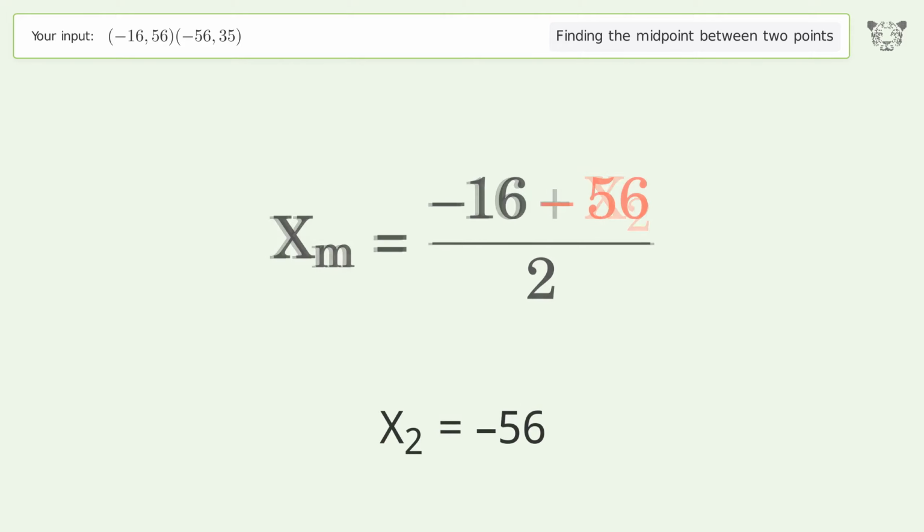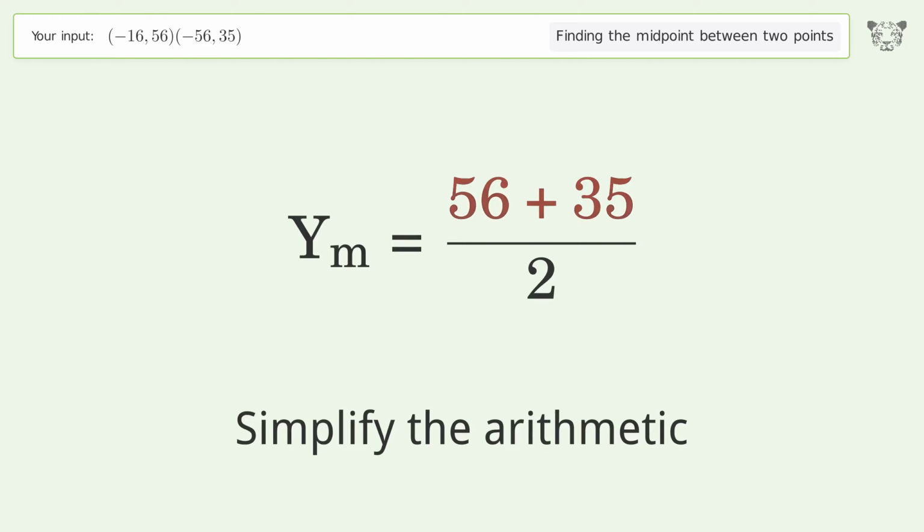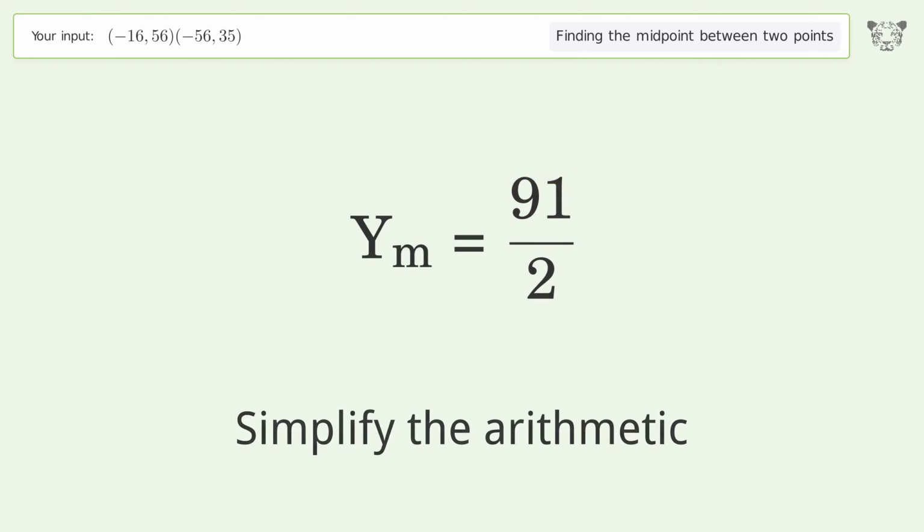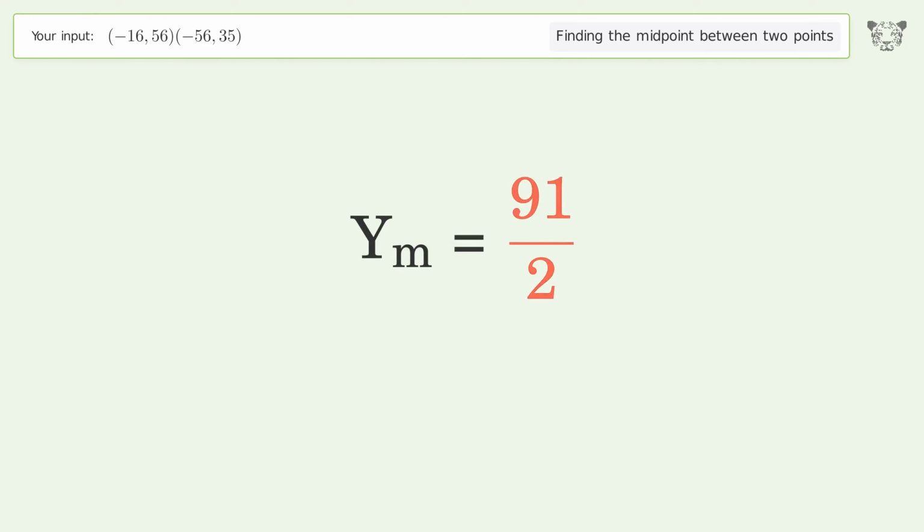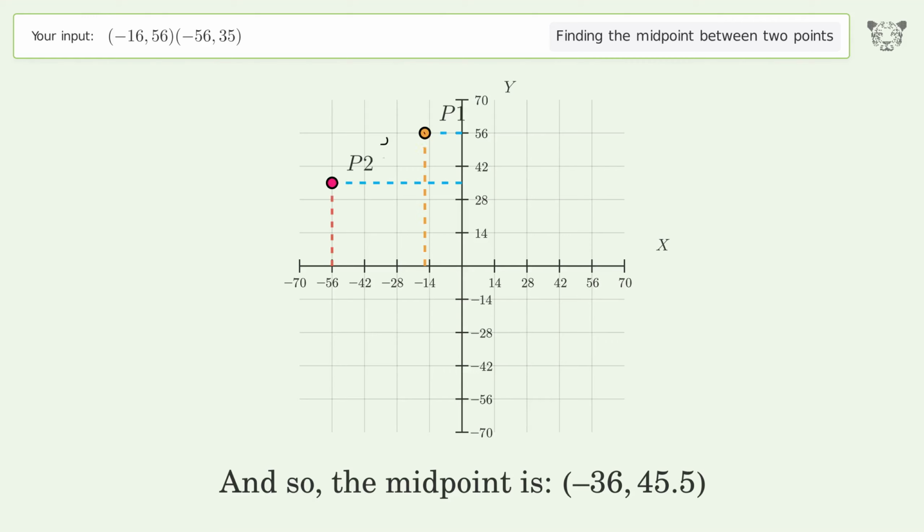Use the y values in the midpoint formula to find the midpoint's y. y1 equals 56. y2 equals 35. Simplify the arithmetic. And so, the midpoint is negative 36, 45.5.